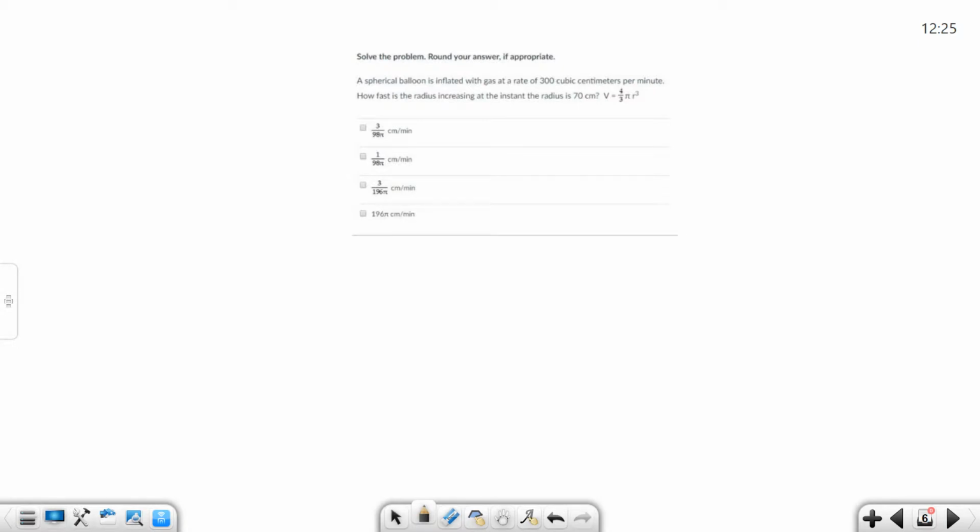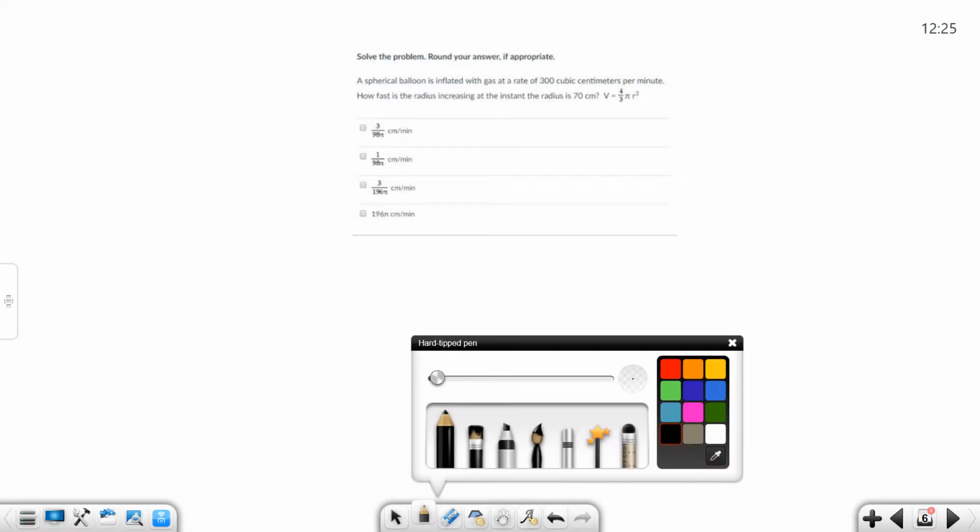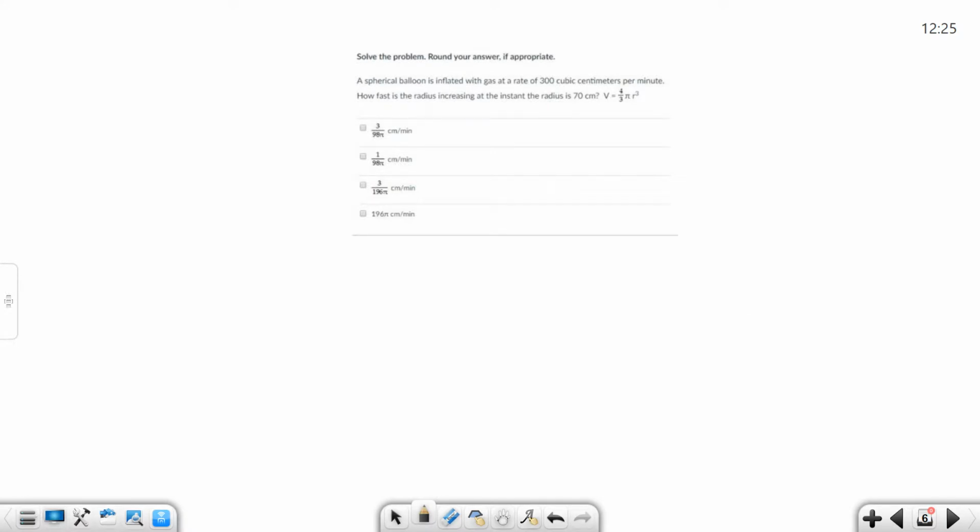Okay, in this related rates problem, you'll see that your volume function is given to you. It will be provided for you on your test as well. So my formula is V equals 4/3 pi r cubed. In a related rates problem, we're taking the derivative with respect to t. So this would be dV/dt equals 4 pi r squared dr/dt.